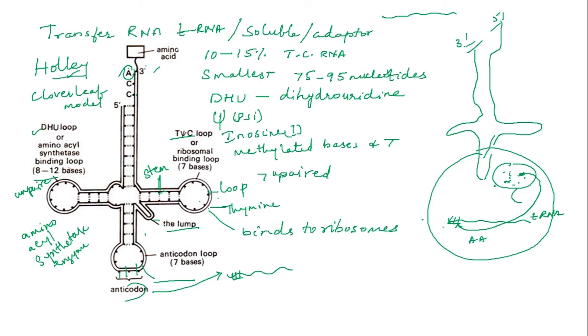So there are around 20 amino acids, but the number of tRNAs is 32 or more. That means there is more than one tRNA to carry one amino acid. There is no 1:1 amino acid and tRNA. tRNAs are more when compared to amino acids. That means more than one tRNA can carry one amino acid, and the anticodon region in 2 to 3 tRNAs is the same for some particular amino acid.